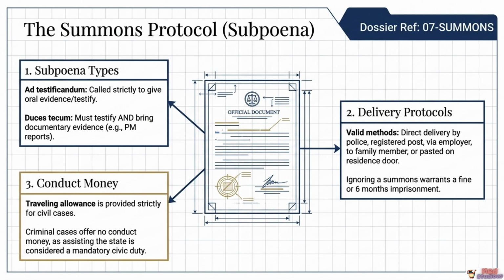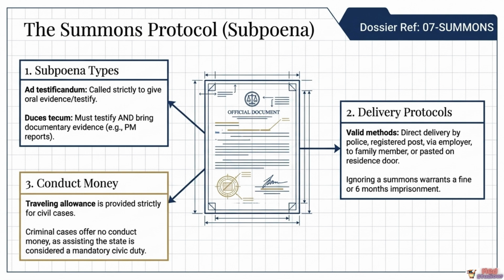The second type is ducis tecum, meaning bring with you. Under this summons, you must not only testify, but also produce documentary evidence, such as post-mortem reports, wound certificates, or medical records. Regarding delivery, a summons is legally valid if delivered by police directly, sent by registered post, delivered through an employer, given to a family member at the residence, or even pasted on the door of the recipient's home. This ensures the legal system cannot be avoided simply by being unavailable.